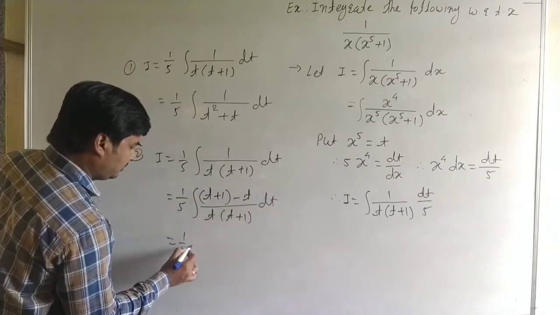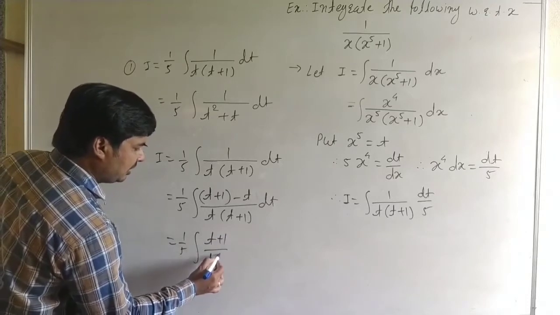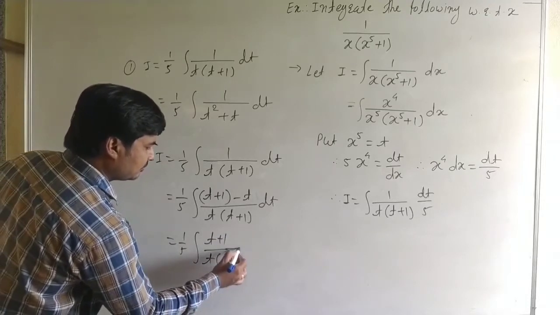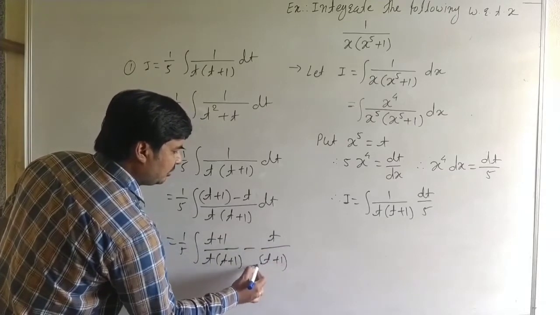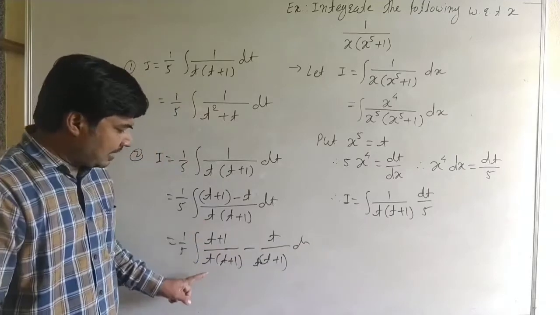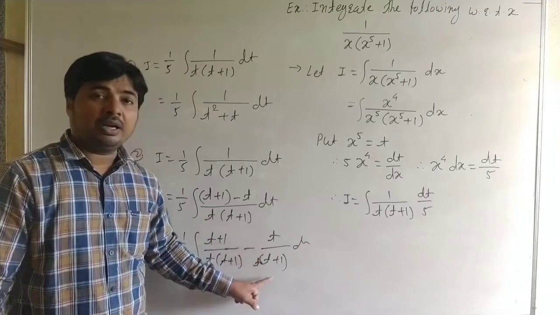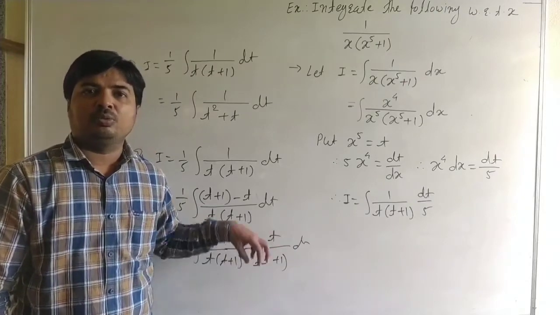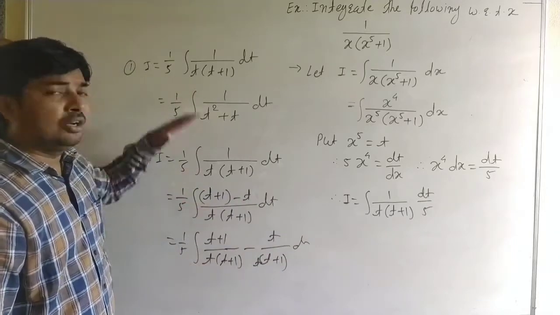Now it is 1 by 5, t plus 1 upon t into t plus 1, minus t upon t into t plus 1, dt. Now here t plus 1 gets cancelled. Here it is 1 by t, then the integral is log t. T gets cancelled, it is 1 by t plus 1, then here the integral is log of t plus 1. Here these are the two alternative methods.